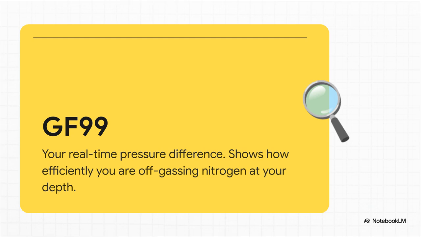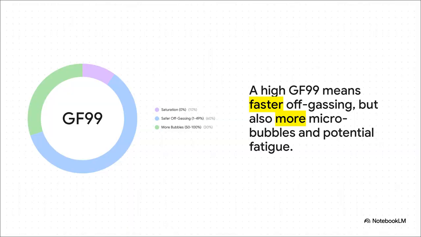It's a live number that tells you at your current depth, right this very second, how efficiently nitrogen is leaving your body. A higher GF99 number means nitrogen is leaving you faster. Simple as that. But there's the catch. Faster isn't always better. Pushing that GF99 number really high means you're off-gassing nitrogen like crazy, sure. But it also means you're creating more of those tiny microbubbles that lead to fatigue.